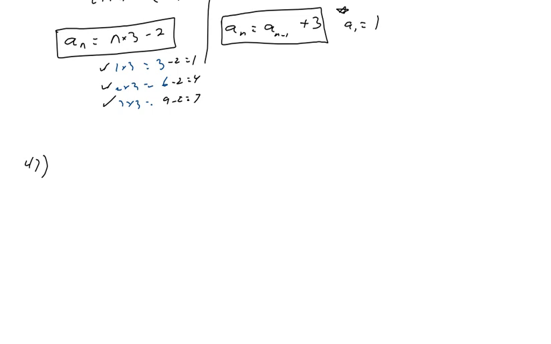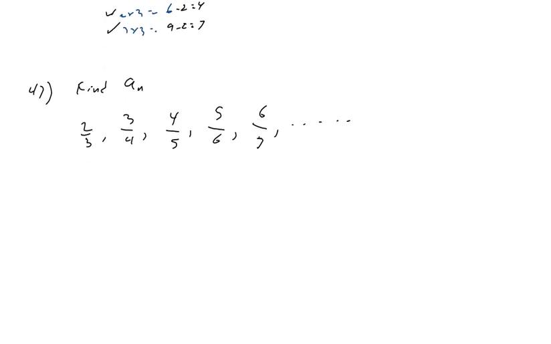So again, find a sub n. Pattern is 2 over 3, and then 3 over 4, and then 4 over 5, 5 over 6, 6 over 7, dot, dot, dot. So what's the pattern? What can I write for my pattern here? 2 over 3, 3 over 4, 4 over 5, 5 over 6, 6 over 7.